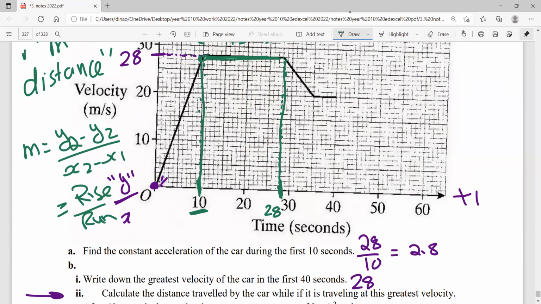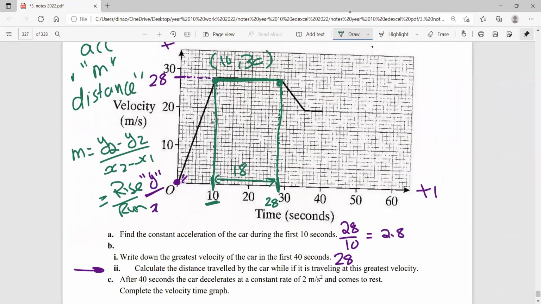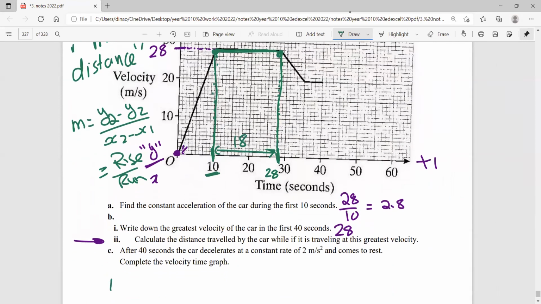From the starting point I dropped a perpendicular line. From the ending point of the horizontal line, I dropped another perpendicular line. So I kept traveling at this speed for 18 seconds. As you can see, this is a rectangle, and the area of the rectangle is length times width. I'll write 18 times, because from here to here it's 18, not 28, the difference, and the height is 28. So 18 times 28 is 504. So I drove 504 meters.